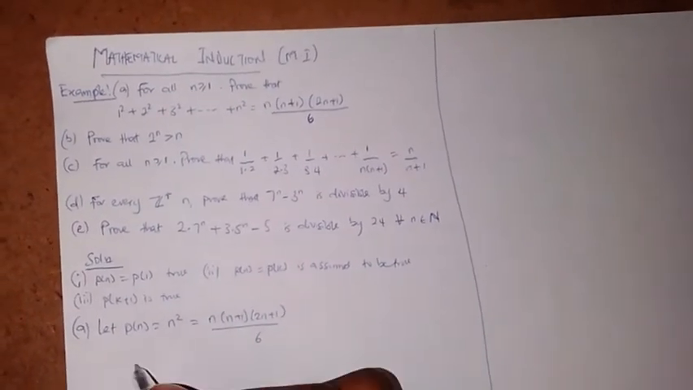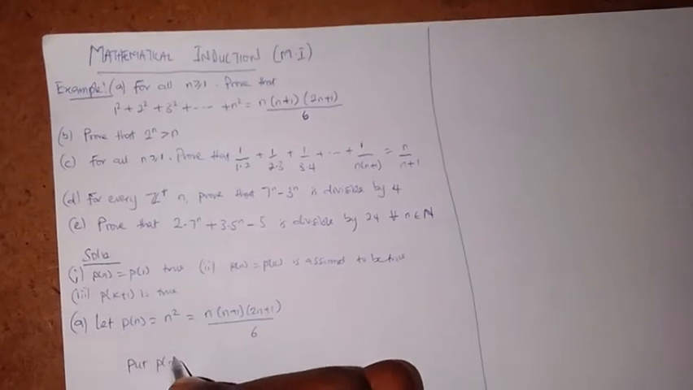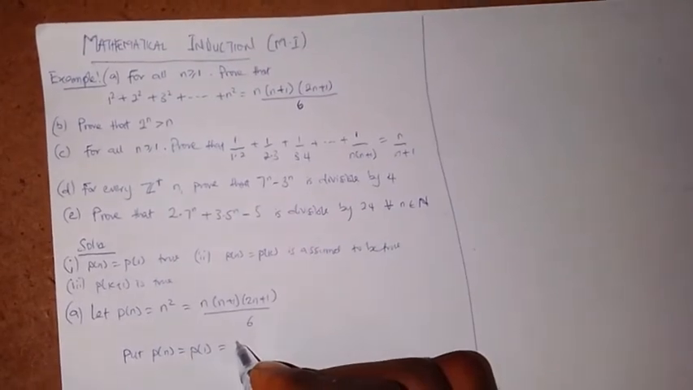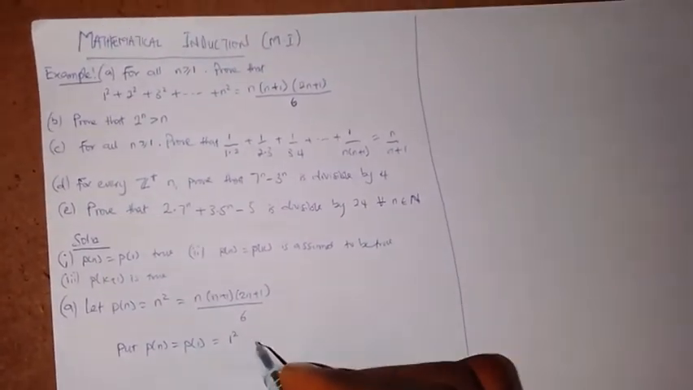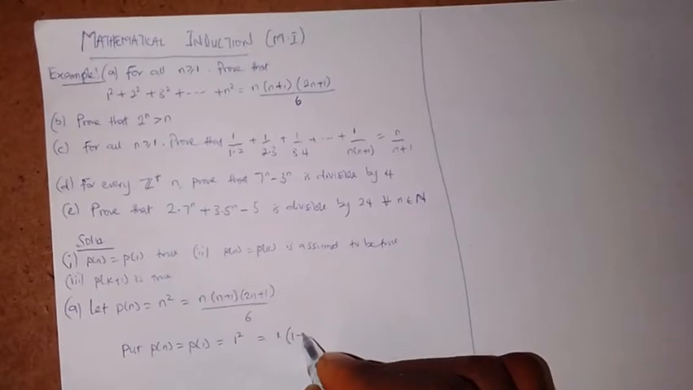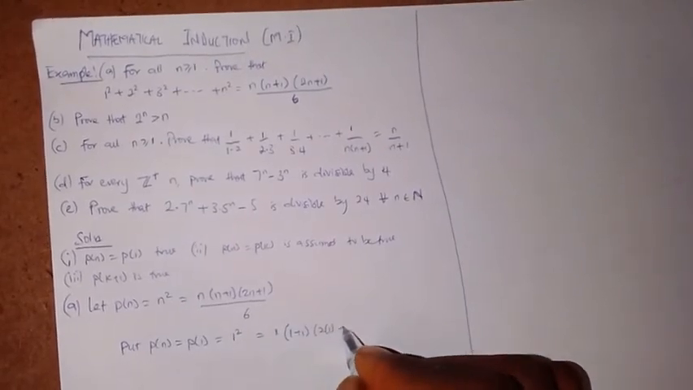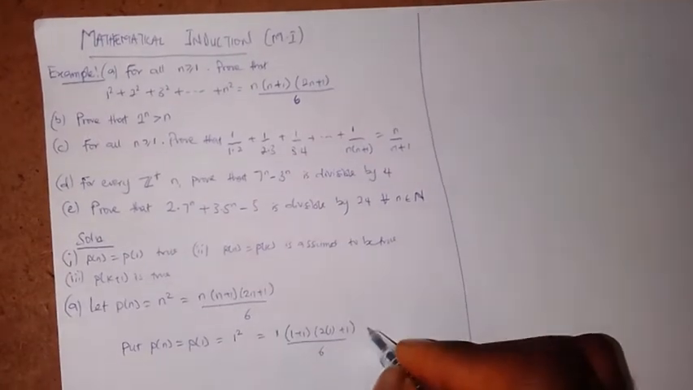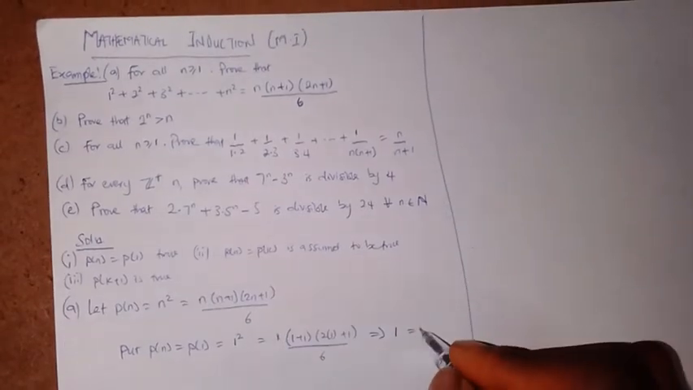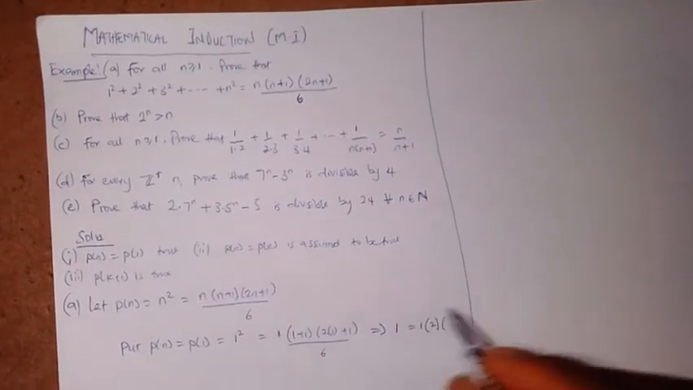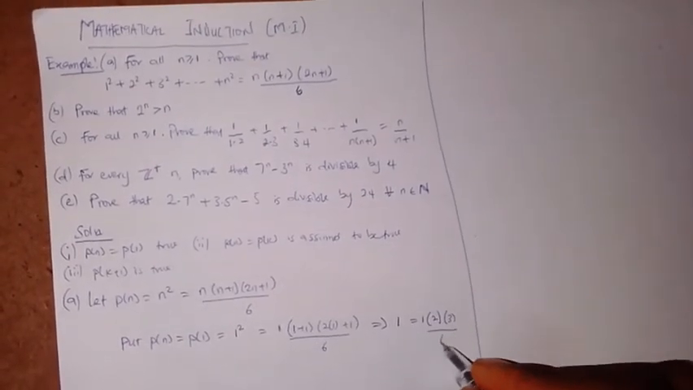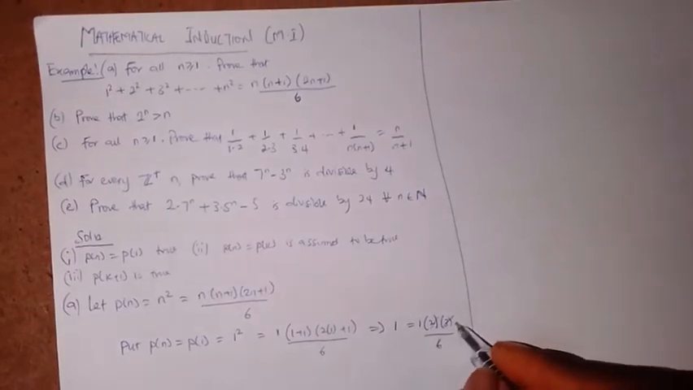Okay, so after that, put our P of n to be P of 1, which now becomes 1 squared. That means wherever you see n, you put 1. 1 squared equals 1 into 1 plus 1 into 2 into 1 plus 1 all over 6. Now it implies I have 1 equal to 1 into 2 into, 2 times 1 is 2 plus 1 is 3, into 3 all over 6. So if I divide, I'm going to have this as also 1.